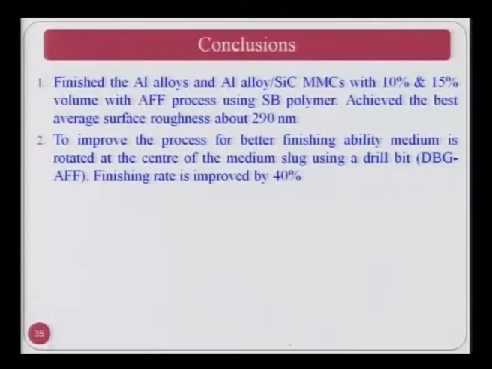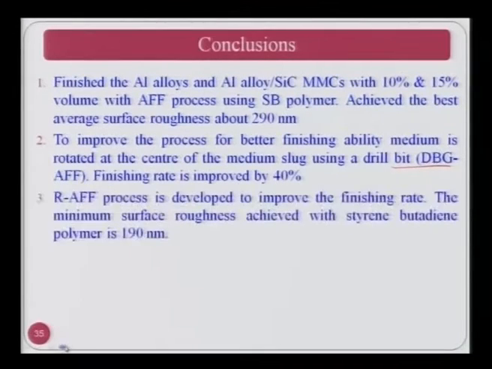To improve the process for better finishing ability, the medium is rotated at the center of the medium slug using a drill bit, called DBG AFF, which I have not explained, but this is one of the techniques used to improve the performance of the abrasive flow finishing process at IIT Kanpur, and the finishing rate improved by about 40%. The rotary abrasive flow finishing process was developed to improve the finishing rate further. The minimum surface roughness value achieved with styrene butadiene polymer is 190 nanometer, that is 0.190 micrometer.